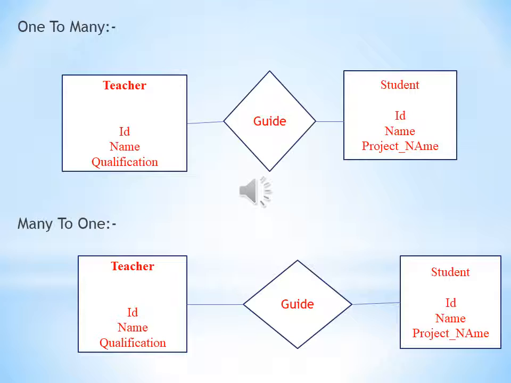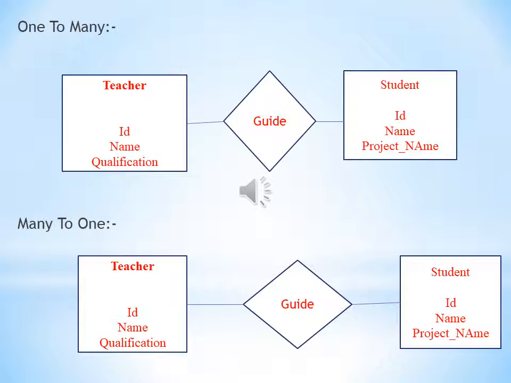So the diagram is represented as one to many. Only one teacher guides multiple students, and it is shown in the figure: one teacher guiding many students. Here the teacher has ID, name and qualification. The teacher guides the students, and there are multiple students, because the student ID, name and project name differ in the one to many relationship. Then next is many to one.